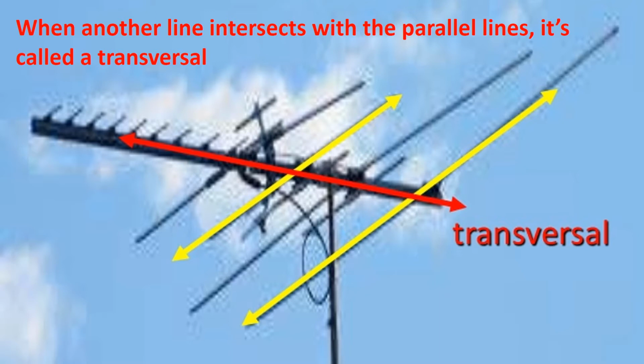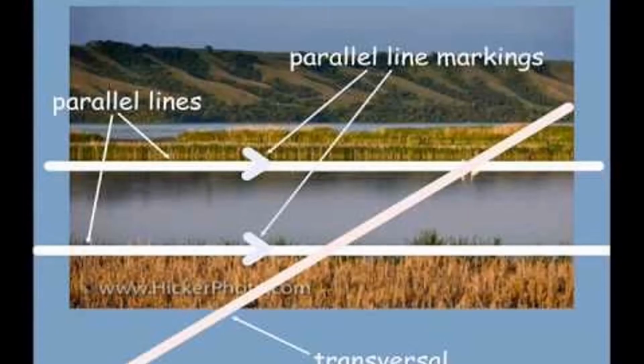So when another line intersects with the parallel lines, it's called a transversal. So the red line is the transversal. What's it called? The transversal. Yes. Again, rivers are parallel, sometimes, not perfectly. So the parallel line markings are these arrows. What's this line called? The intersecting line? Transversal. Yes.